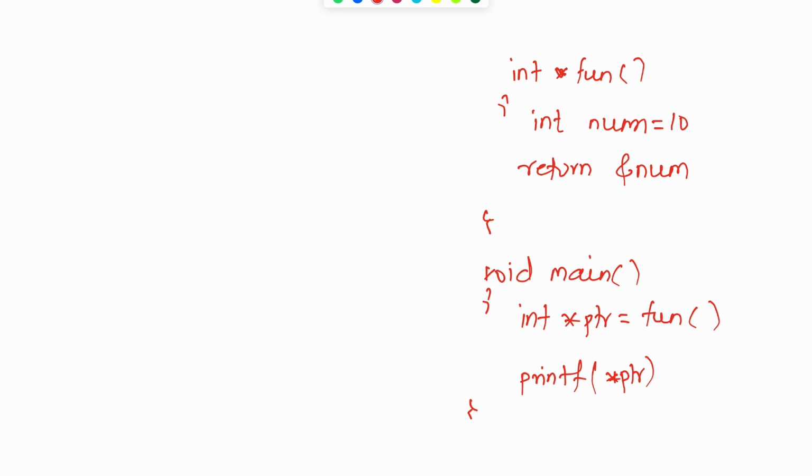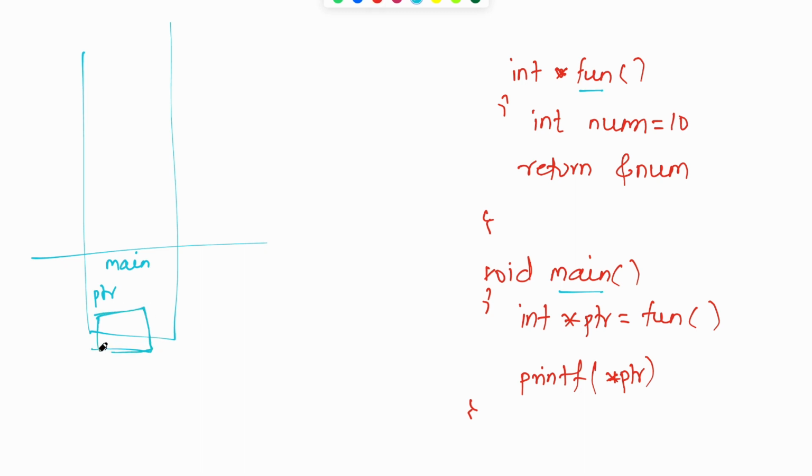Say I have two functions, the first one called fun and the second one the main function. The main function is trying to call fun. So how does it look in main memory? See, this is my stack. Inside my stack I have main, and inside main I have the ptr, which is able to store the address returned by the function fun.